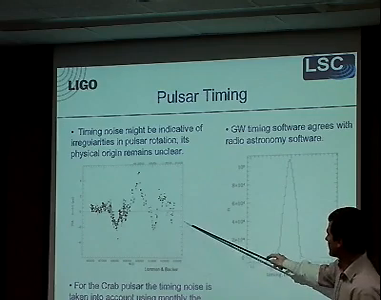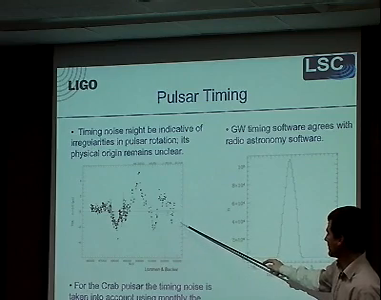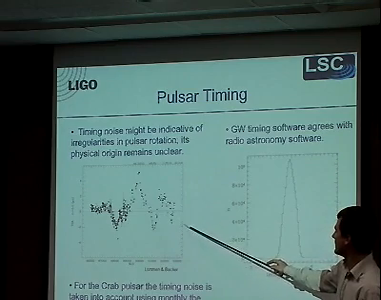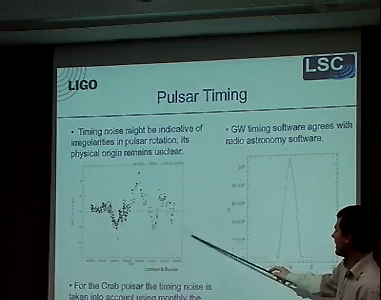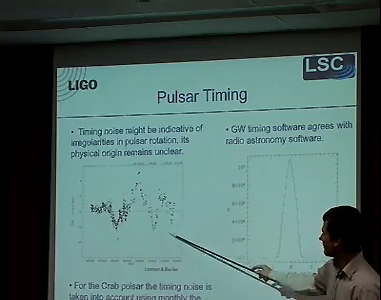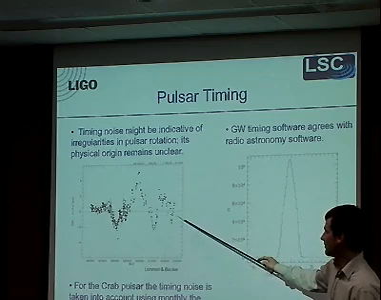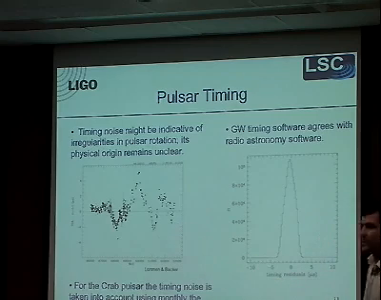But for other pulsars, this is an example of timing noise for B1937+21, and this is over several years, and the timing residuals are only of the order of a couple of microseconds.